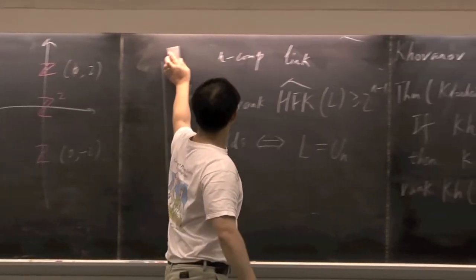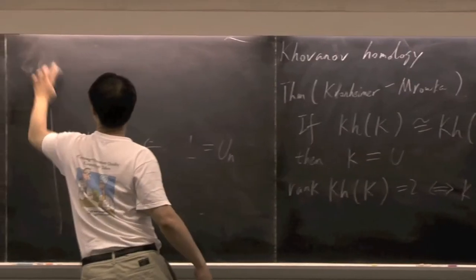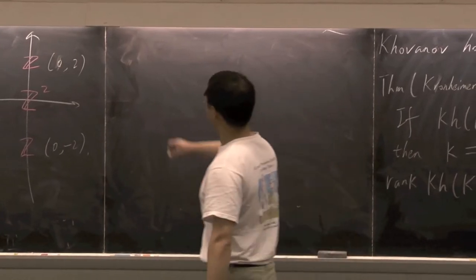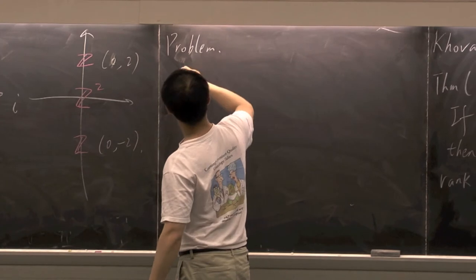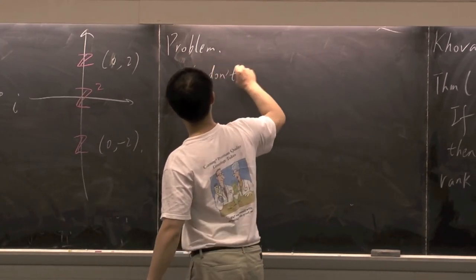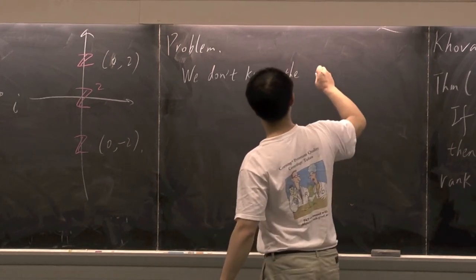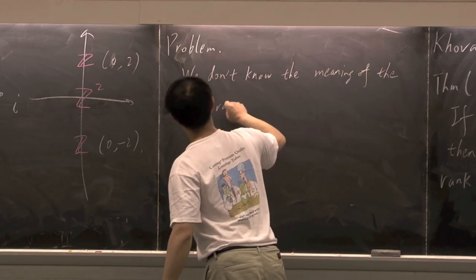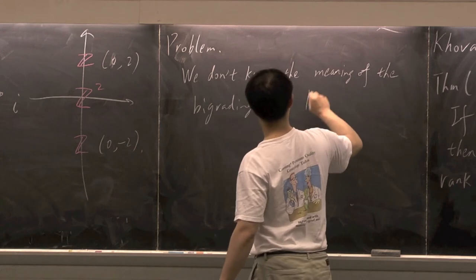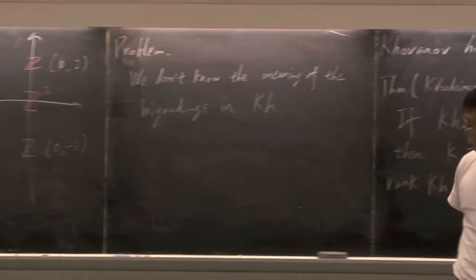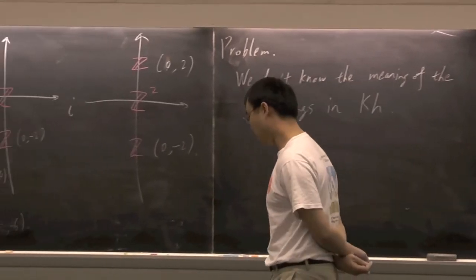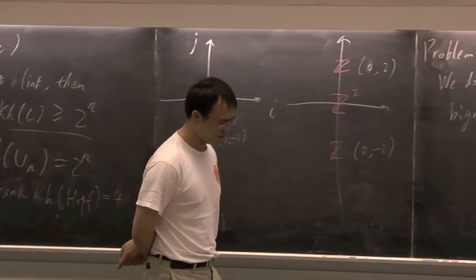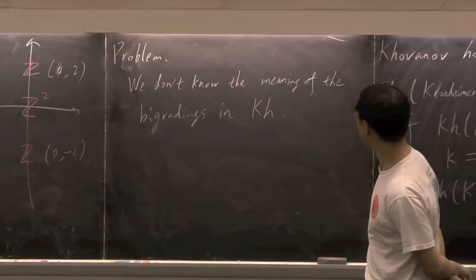Okay, so now comes the essential difficulty, I think, in this problem. That is, we don't know the geometrical or topological meaning of the bigradings in Khovanov homology. So the problem here is we don't know the meaning of the bigradings. Recall there are two gradings, the homological grading and the quantum grading. But what's the meaning of the homological grading or the quantum grading? They seem to be related to physics, but probably not to the geometry or topology world.